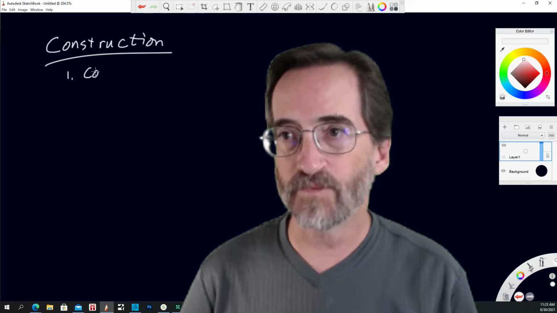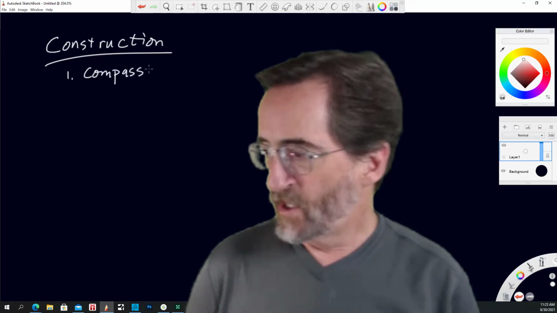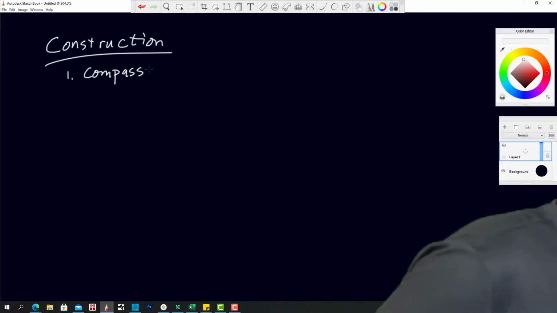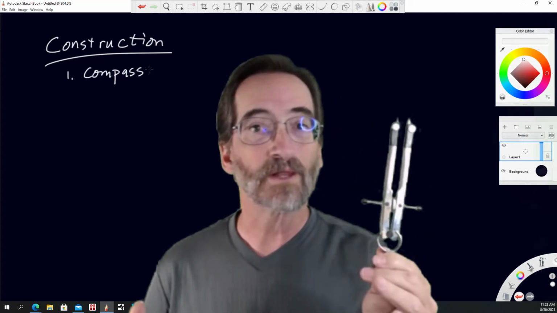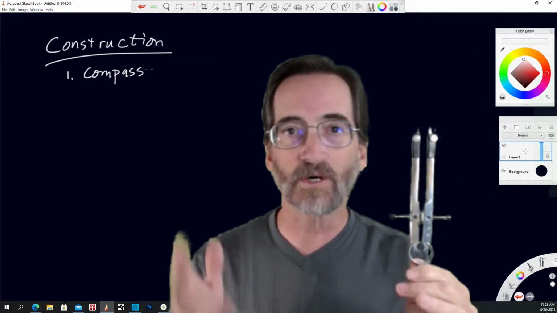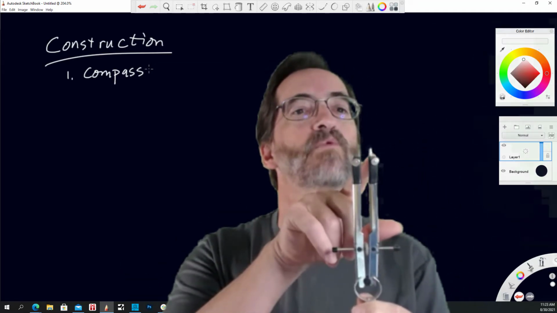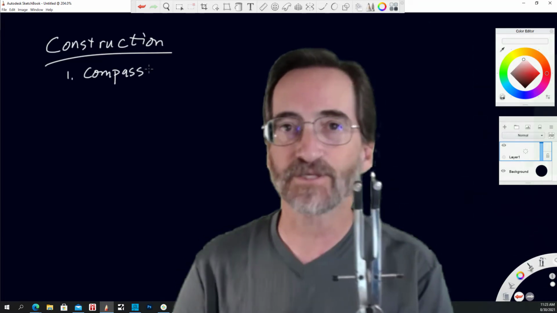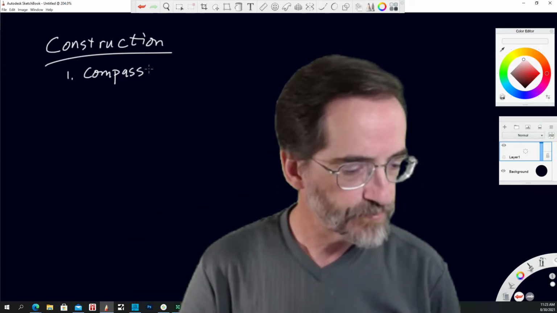One, a compass. I've got an example of a compass right here. You may have seen this one, or one like it. The point here is to draw circular arcs of precise radius. One side is a sharp point and the other side is a pencil tip, and it's used to draw circular arcs.